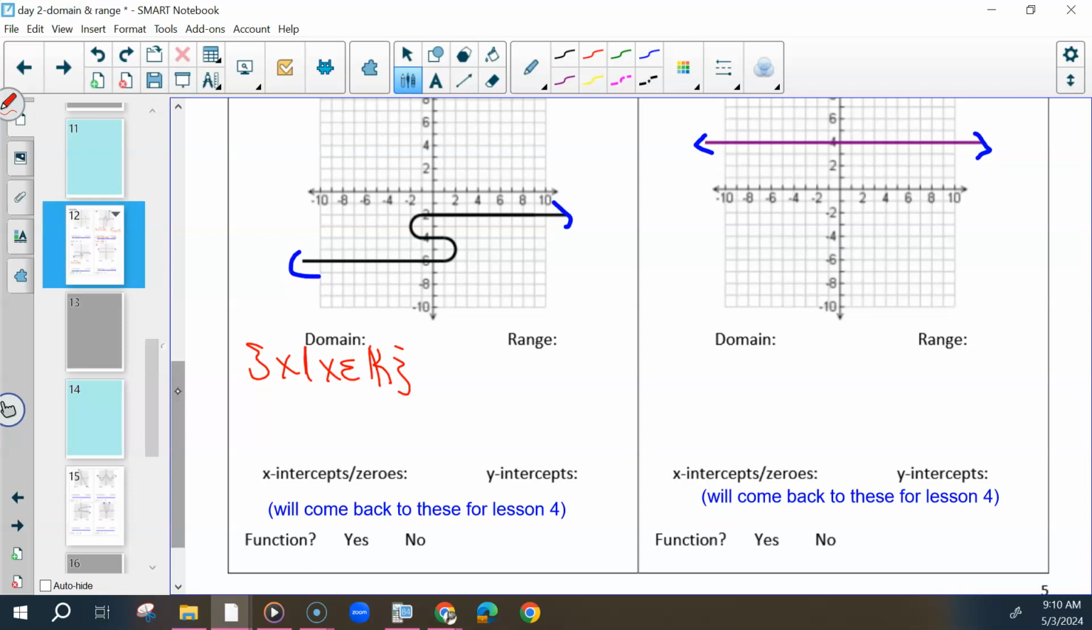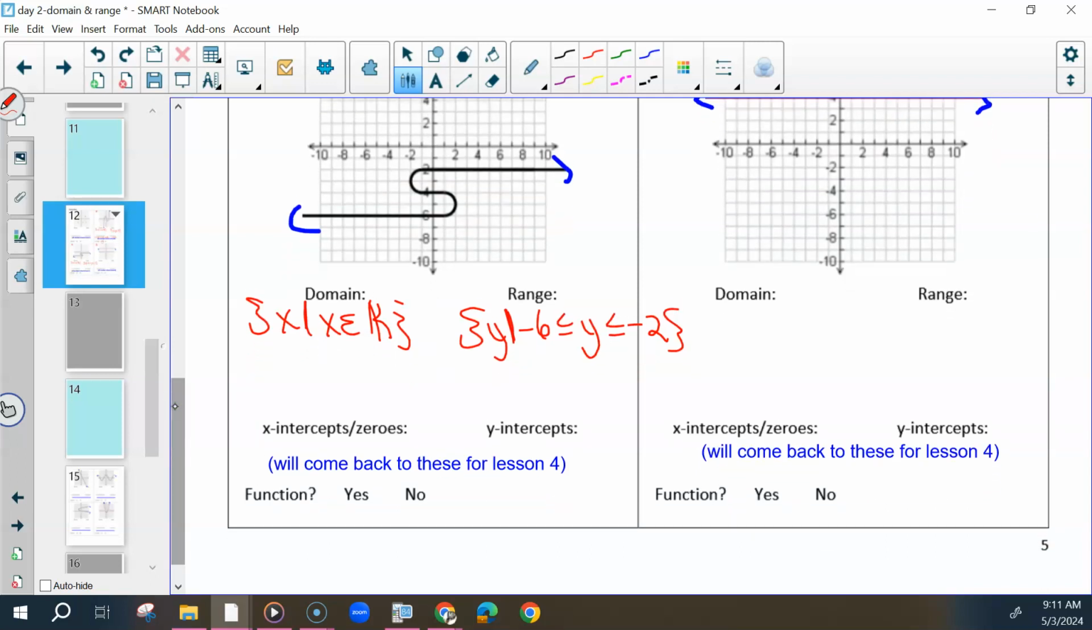So this one has starting and stopping points. So curly brackets y such that -6 is less than or equal to y, which is less than or equal to -2. They can be different. They both don't have to be the same type. One is talking about when it has arrows and one is talking about when it has endpoints. It may be different.